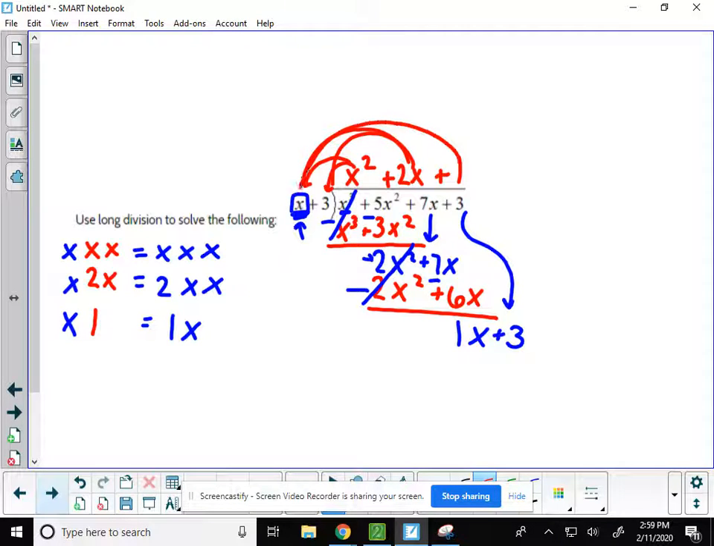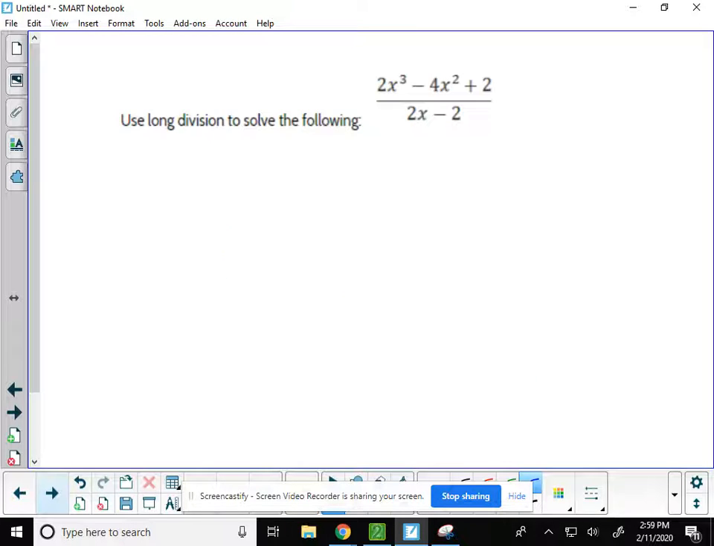I multiply this to both of them, and I get 1x plus 3. And when I subtract those, 1 minus 1 is 0. 3 minus 3 is 0. We have a remainder of 0. Okay, so let's look at another one.